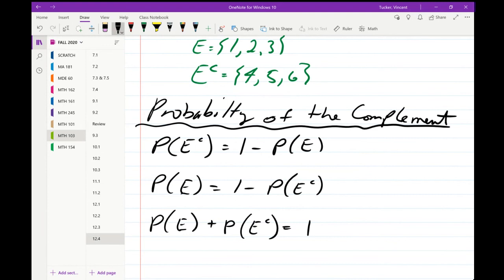All right, so for the probability of the complement, here are the different ways you could calculate or use the relationship. The first one they give is the probability of your complement is equal to 1 minus the probability of your event. And then from there, you can use that to manipulate or find the other two. The probability of the event is 1 minus the probability of the complement. And if you add both of your probabilities together, the probability of your event and the probability of your complement added together should equal 1.